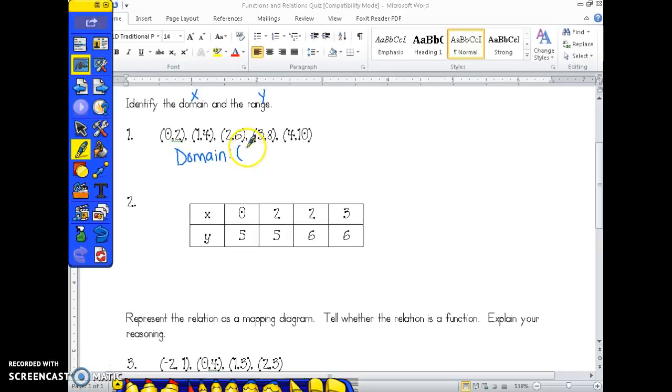So we have 0, 1, 2, 3, and 4. For our range, we have 2, 4, 6, 8, and 10. Is this a function? Well, the X does not repeat, so yes, this is a function.